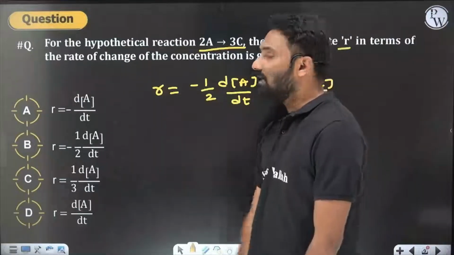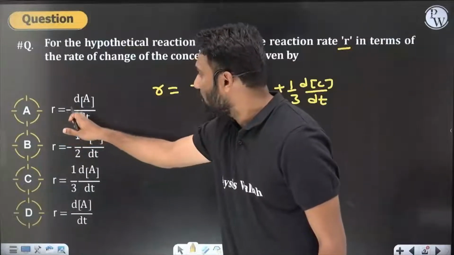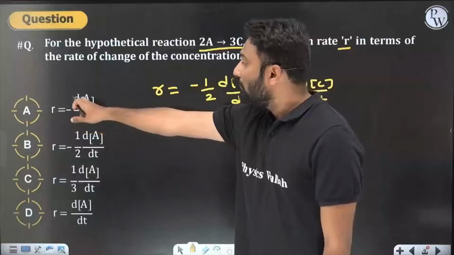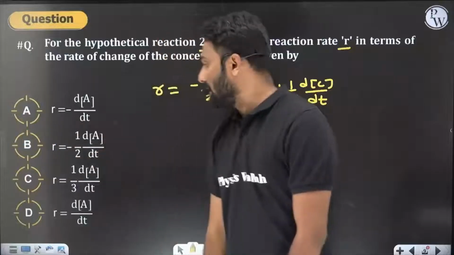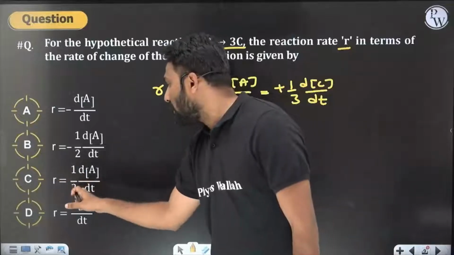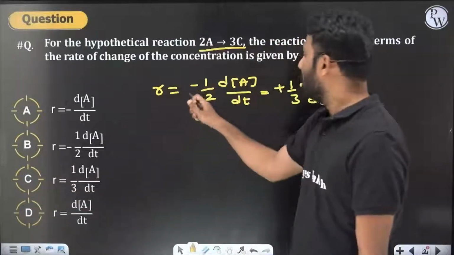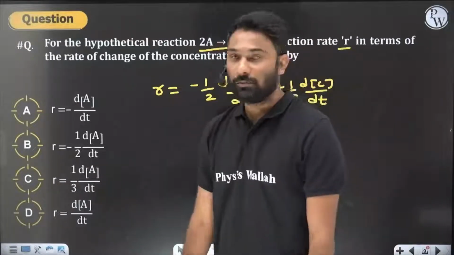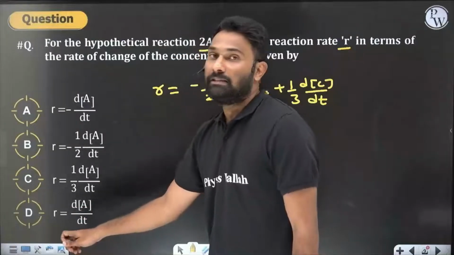Now match the options with this expression. First one, R is equal to minus dA by dt, but they have not mentioned its stoichiometric coefficient, so this option is wrong. Next, R is equal to 1 by 3 change in concentration of A by dt, option C. But here the stoichiometric coefficient is 1 by 2, so this option is also wrong. The next option is also wrong.